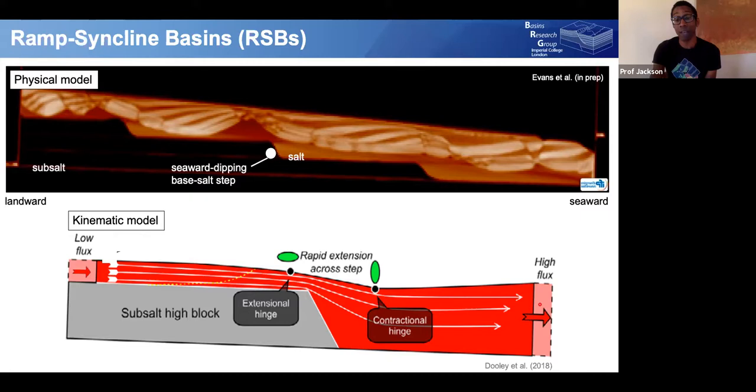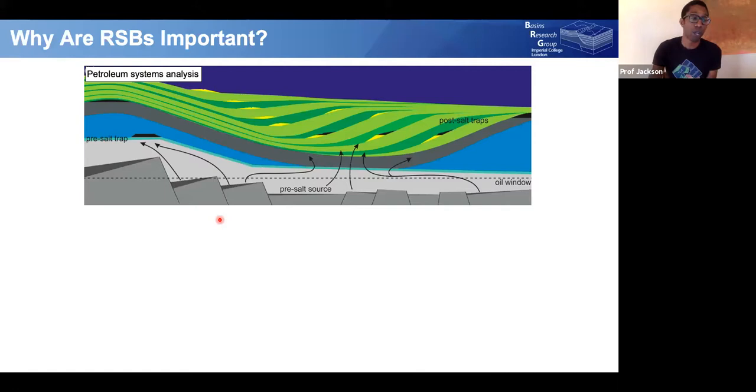So we can get superimposed extensional and contractional domains in a kind of mid-slope position. And that's what you're seeing here at the top in the model. So why are Ramp-Syncline basins important? And why bother giving this talk and doing this work?